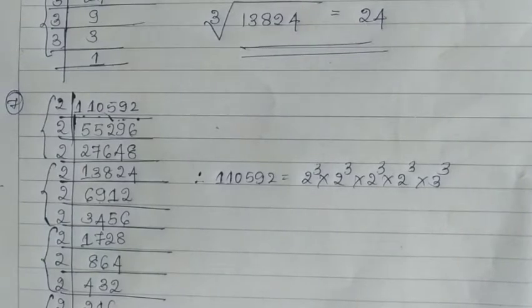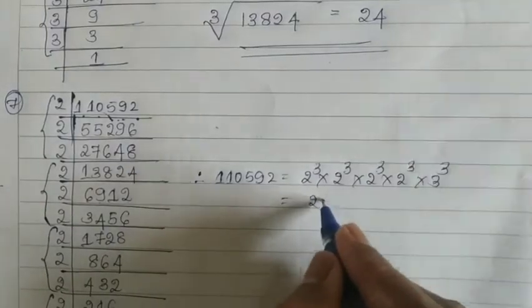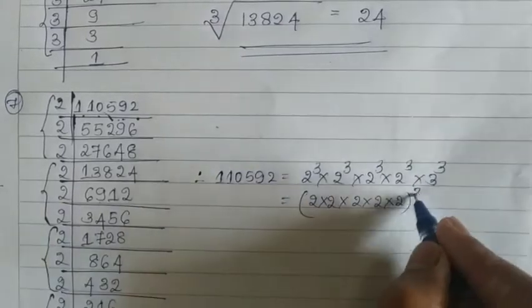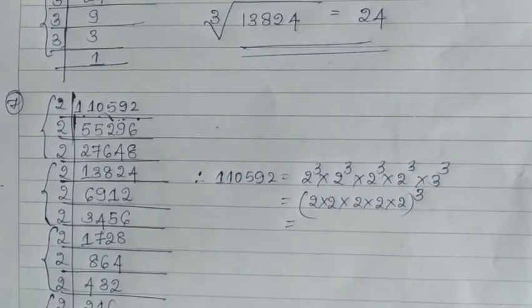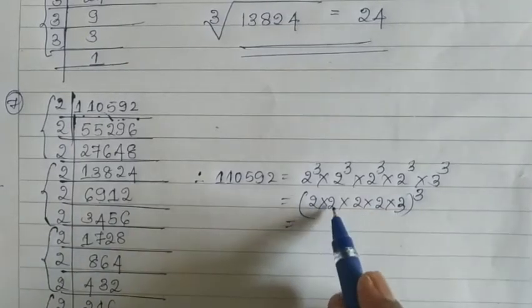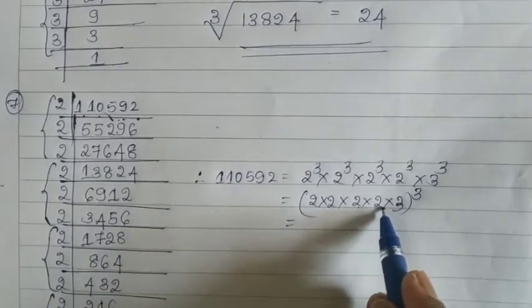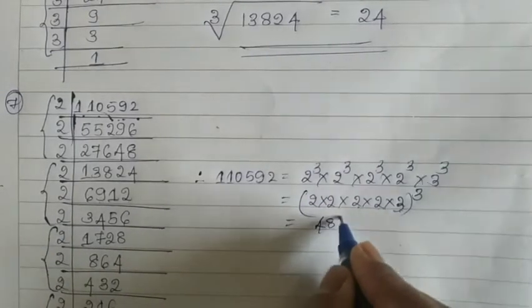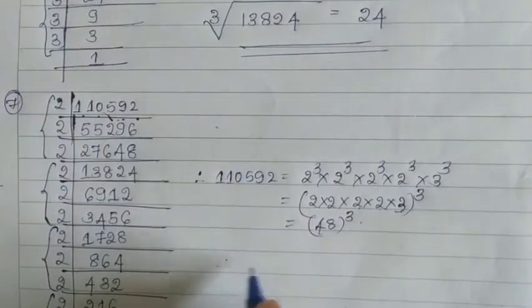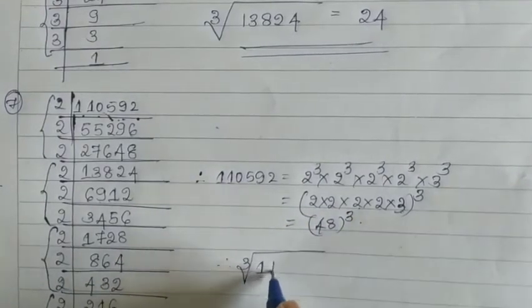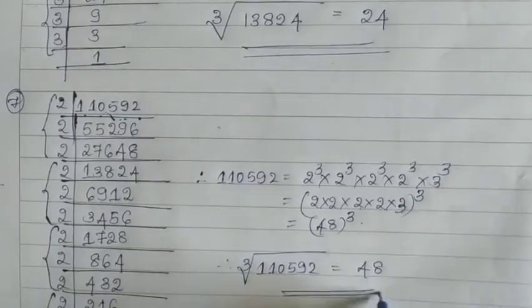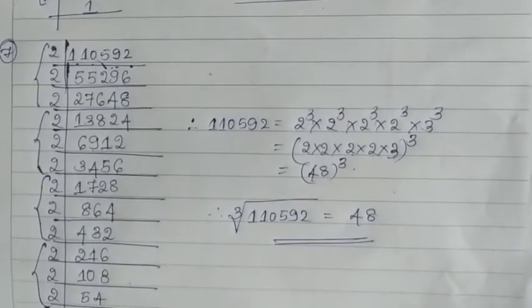Here there are 4 2 to the power of cube. Now write all the bases inside the bracket and put the common power. Yes, now let us multiply. 2 2s are 4, 4 2s are 8, 8 2s are 16, 16 3s are how much? 16 3s are 48. 48 to the power of cube. Therefore, cube root of 1,10,592 is equal to 48.